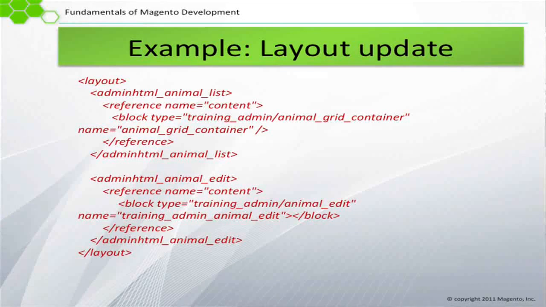So, and we can see that here. So for some action, Adminhtml animal list. All right, we're adding on to the content node like we've done before, and we specify the block type and name. And then once we've done this, we're good.